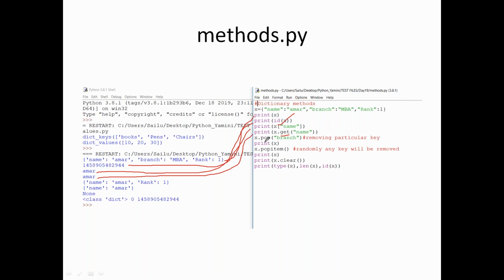So if you want to remove a particular key with its value, you have an option to remove it by using the pop function. Pop on the key which you want to remove. So I want to remove the branch. The system removed the branch and displayed it. Clear? Any questions?